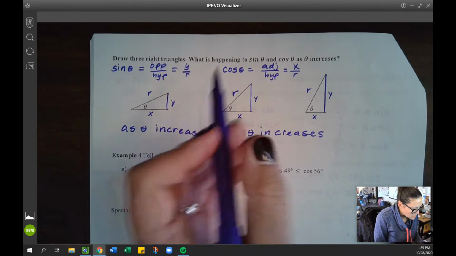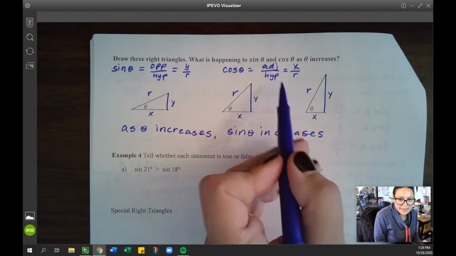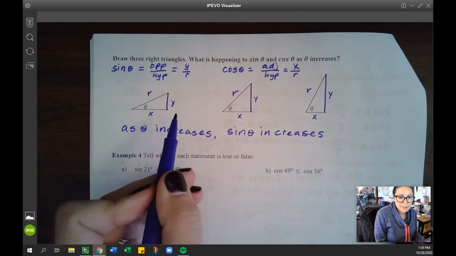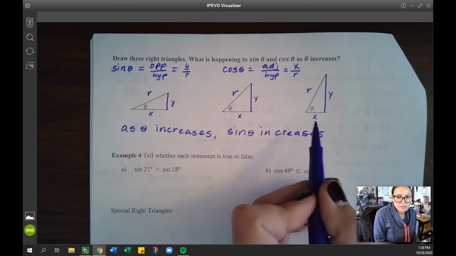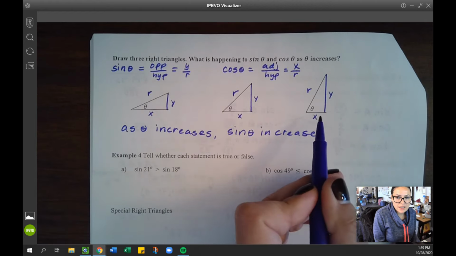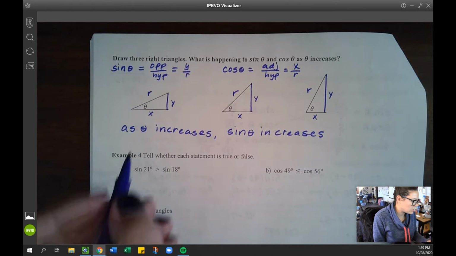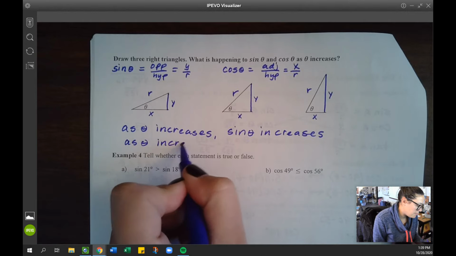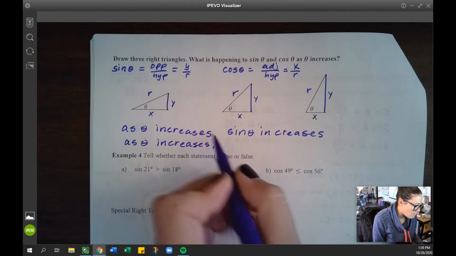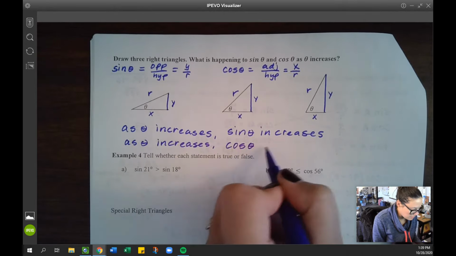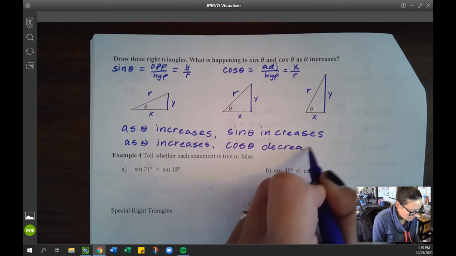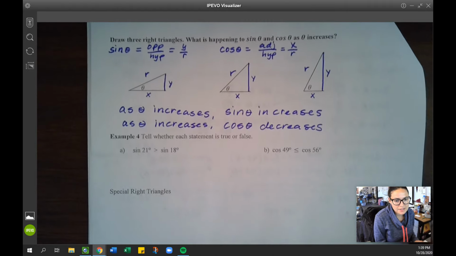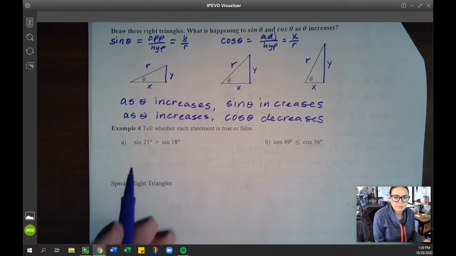Let's talk about cosine. Cosine is x over r. And again, r is constant. So what's happening to x? This distance, the adjacent leg, is getting smaller and smaller every time. So as theta increases, cosine theta decreases. So we're going to take this idea into our last couple examples that we're going to talk about.